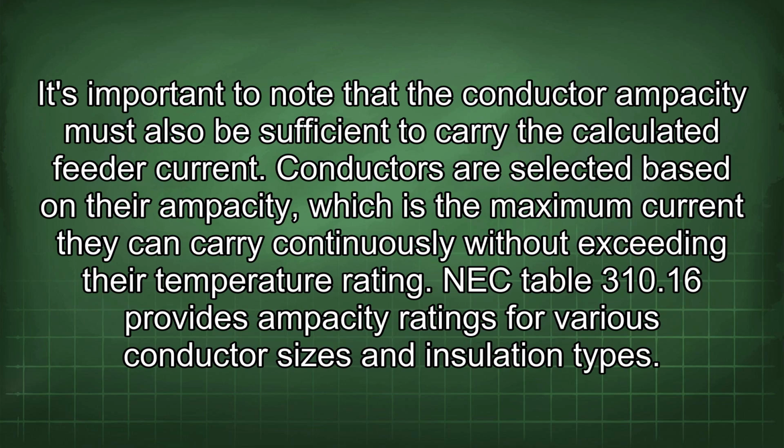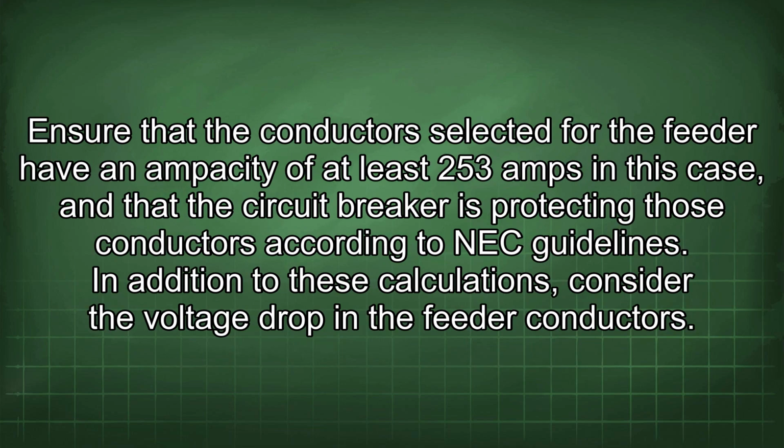It's important to note that the conductor ampacity must also be sufficient to carry the calculated feeder current. Conductors are selected based on their ampacity, which is the maximum current they can carry continuously without exceeding their temperature rating. NEC Table 310.16 provides ampacity ratings for various conductor sizes and insulation types. Ensure that the conductors selected for the feeder have an ampacity of at least 253 amps in this case, and that the circuit breaker is protecting those conductors according to NEC guidelines.